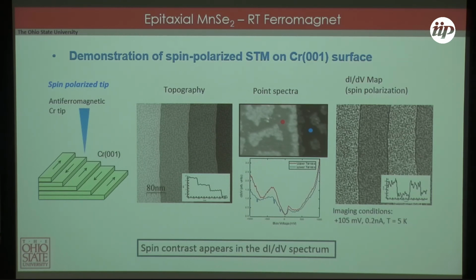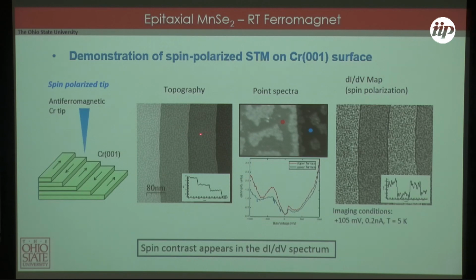So this is some of the first data that we had gotten. What you need in the scanning tunneling microscope is a spin polarized tip. It's chromium. You have to make it nice and clean. And then you calibrate it on a chromium 001 surface. The topography shows these atomic steps, which is very nice. And basically it's a layered antiferromagnet where the magnetization goes from one direction to the other, and so forth.